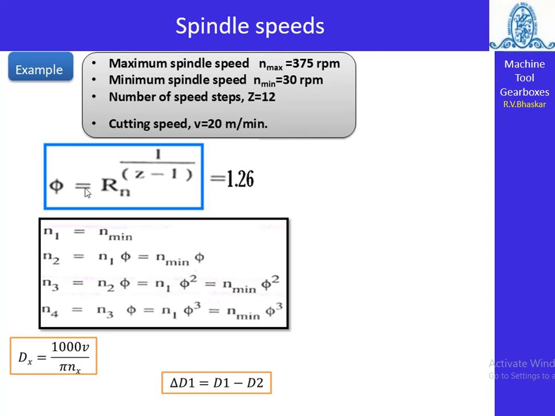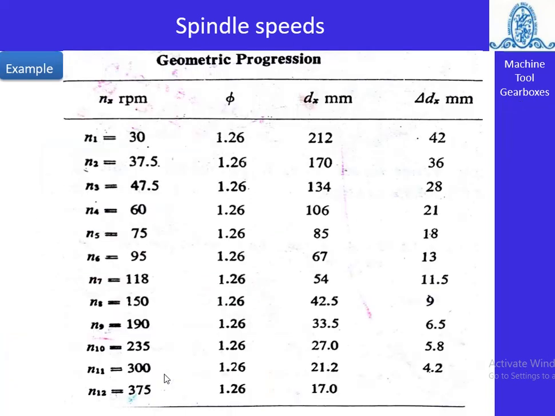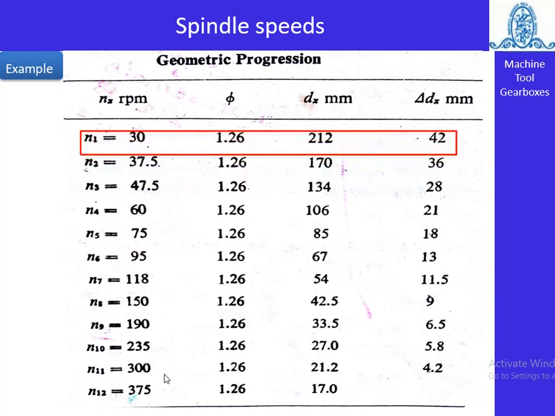Accordingly, we will again get dx and delta dx. Again we prepared a table, as we prepared a table in the case of arithmetic progression. The same table we are preparing for nx, phi, dx and delta dx. From this table we conclude that at lower spindle speed steps, suppose n1 is equal to 30, what is the value of phi? 1.26. And what is the value of dx? 212, and delta dx is 42.